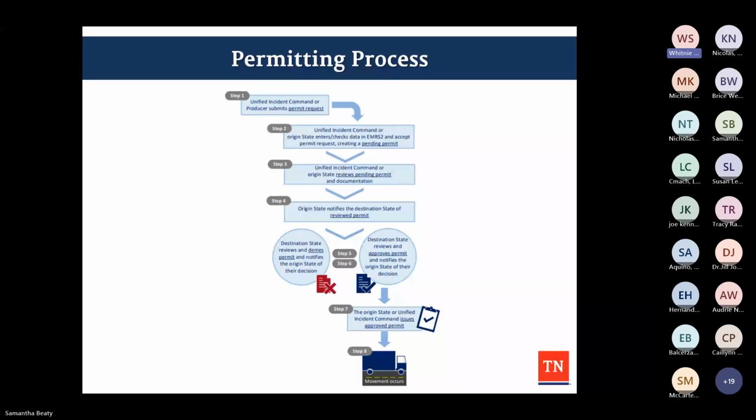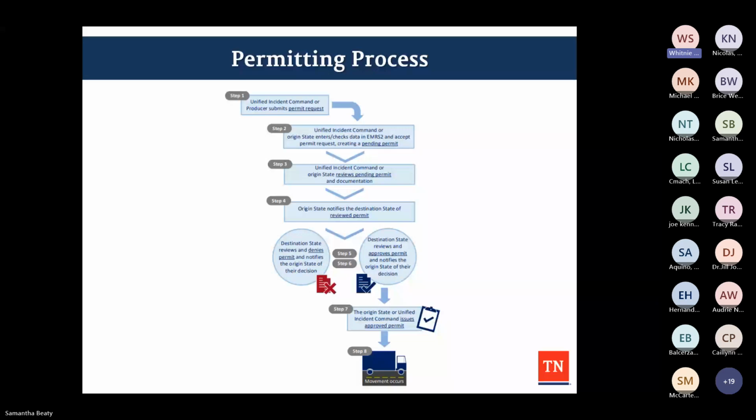And then the incident management team and the origin state would review that, look for any supplemental documentation that might be required. Typically, that would be a biosecurity plan and test results. Then they can review that and accept it. If it's going to another state, that reviewed permit goes to that state. They have to do a final review and actually approve the permit.